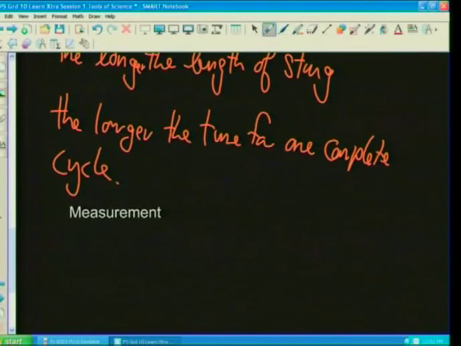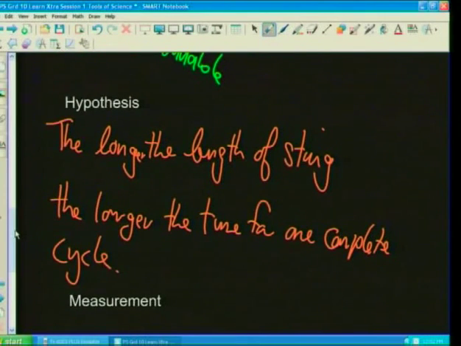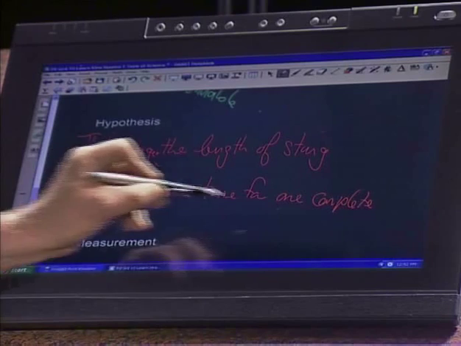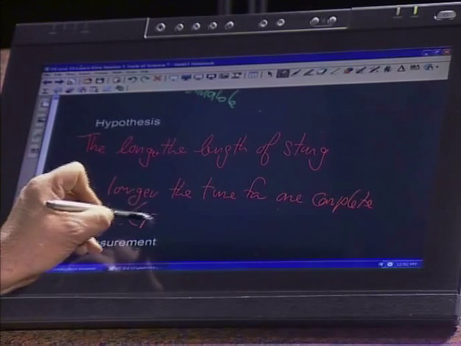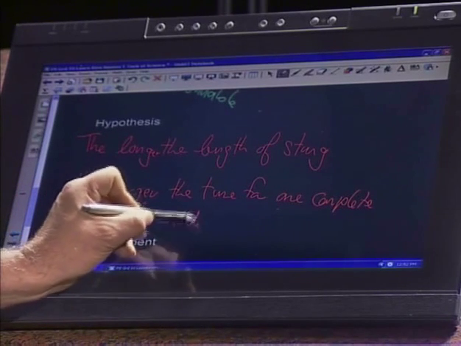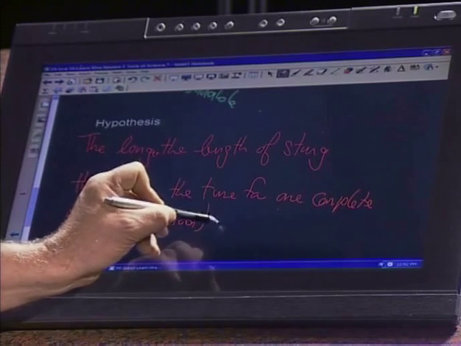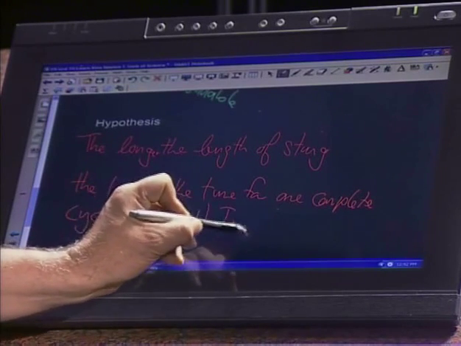Okay, that's what I think. I think that the length of the string is going to make the time longer. We'll call that cycle the period or time. So we're going to have to go and test that. What do we need to do? We need to make the mass of the bob and the height that we drop it from the same every time.